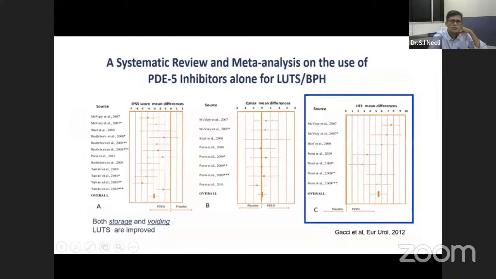In a systematic review of the PDE5 inhibitors, what has been noted is that compared to the placebo, the PDE5 inhibitors significantly improve the IPSS score. Also, they significantly improve the IIEF scores. That is, they significantly improve both storage and voiding symptoms, and the erectile dysfunction is improved. While if you see the Qmax improvement, there is not much difference compared to placebo.